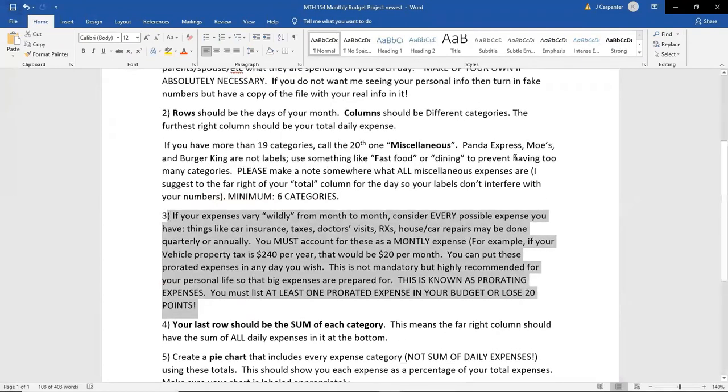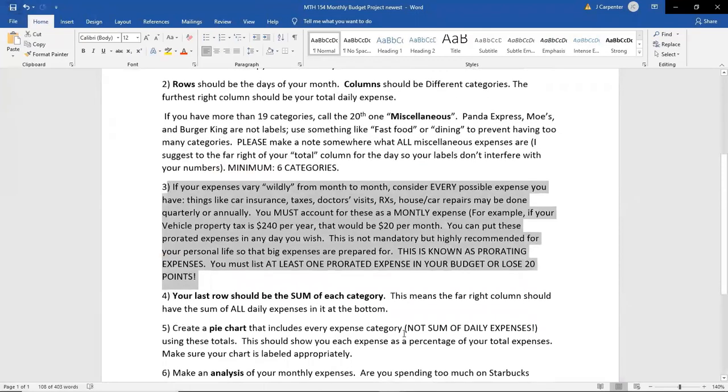You have to have your sum column, which is the sum of the days. You have to have your sum row, which is the sum of categories. You have to make your pie chart. That has to be listed as percentages, not dollar values. That chart has to be labeled, not just 1, 2, 3, 4. It has to be labeled rent, food, car, health, whatever.